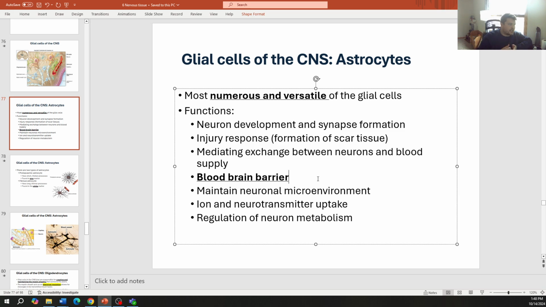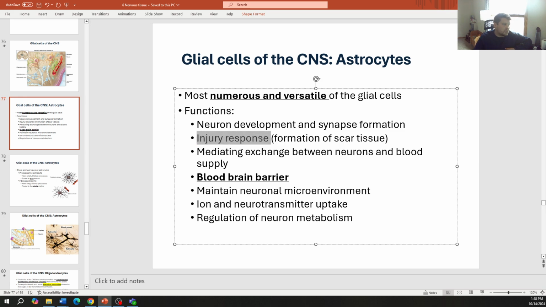The blood-brain barrier's other job is also to protect the brain, make sure that only the specific things that the brain needs, like its nutrients, oxygen, blood, that kind of stuff, come through. Okay, that's the big job of the astrocytes.